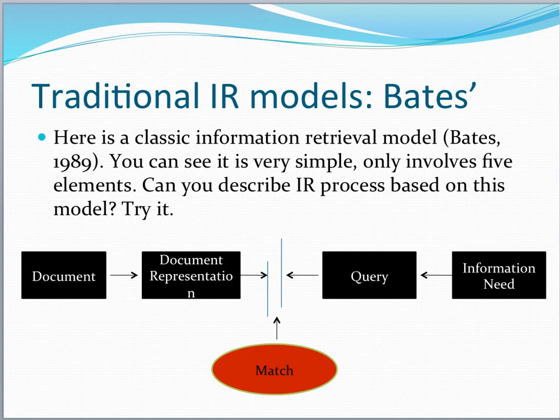Here we have the traditional model by Bates. Here's the classic information retrieval model, Bates 1989. You can see it's very simple. It involves only 5 elements. And here's a question for you. Can you describe the IR process based on this model? Yes, you may. You may try.